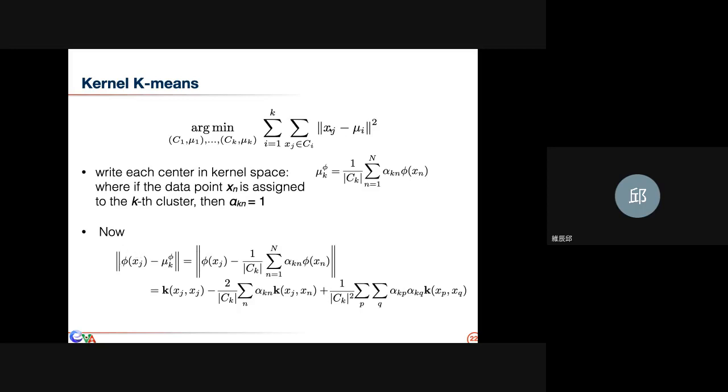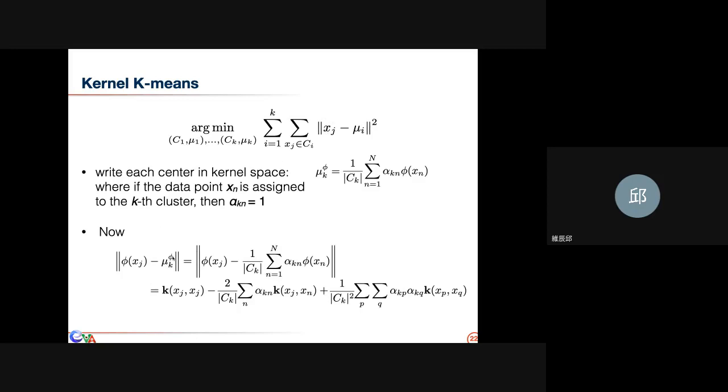And the Euclidean distance, right? The Euclidean distance in the feature space, okay? This is the original objective function, the distortion measure. But now if we turn it into the feature space, then the mu should be in the feature space, and also the phi of xn should be in the feature space, right?